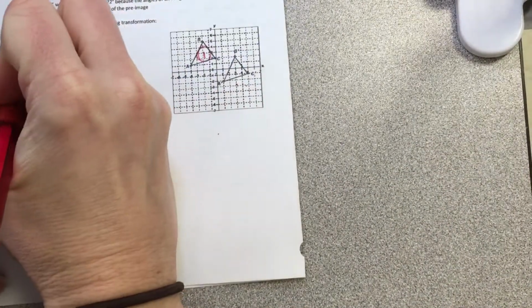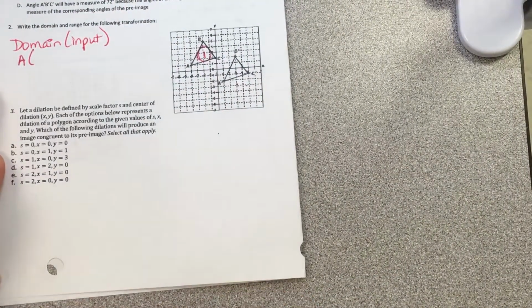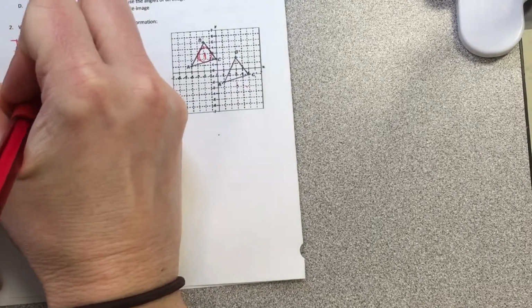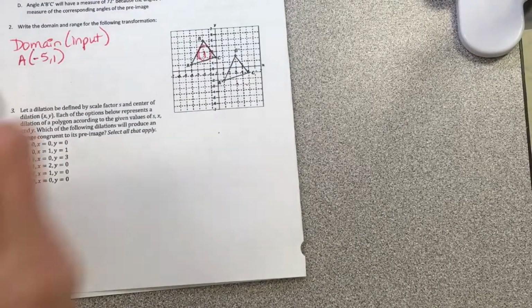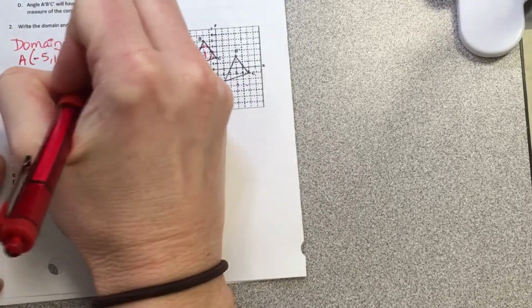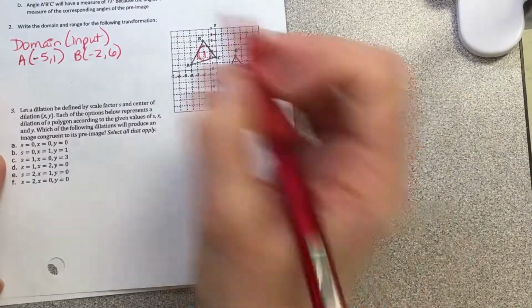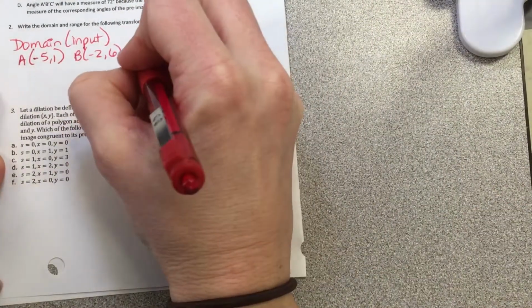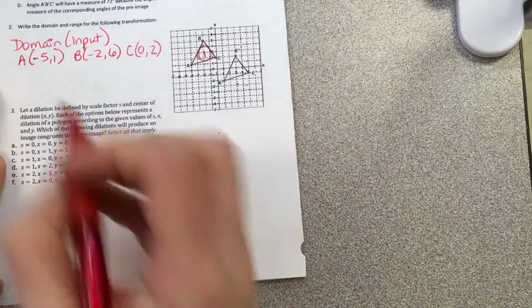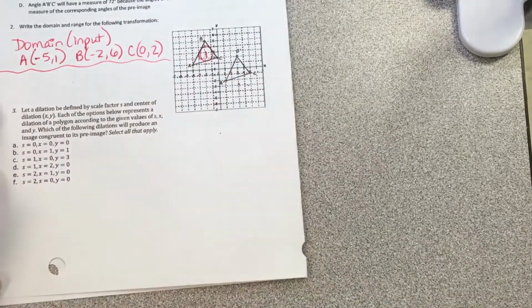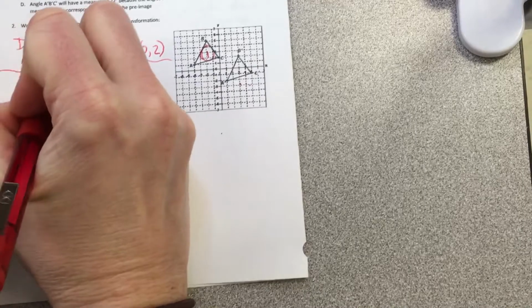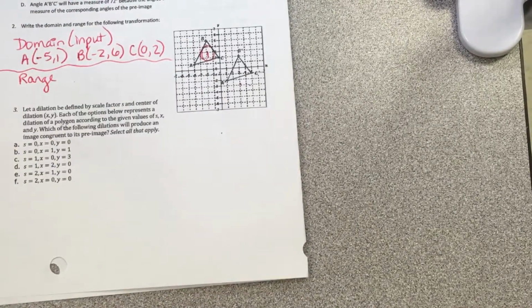And what we're going to do is just name the coordinates. That's all we have to do for the domain, name the coordinates. So A is at -5, 1. Where is B at? Good. And C? 0, 2. Very good. So that is your domain. It's just the coordinates that you started with, your input. Okay? All right, give people a minute to write.